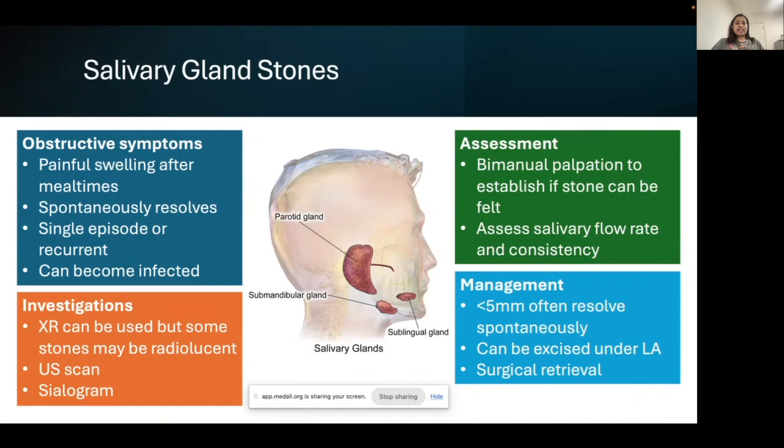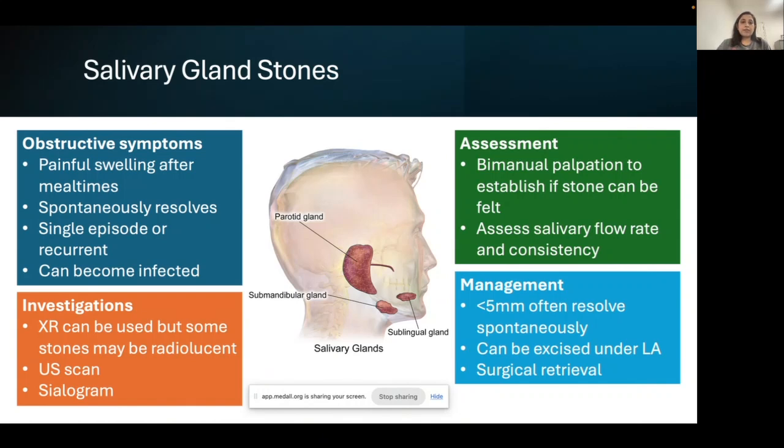So just some basic anatomy to begin with. We have three pairs of major salivary glands. The first one is the parotid, which is located just anterior to the ear. Then we have the submandibular and sublingual glands, which lie just under your mandible in your neck, kind of at the top. We also have loads and loads of small minor salivary glands that range from everywhere in your mouth, but mainly on the inside of your lips.